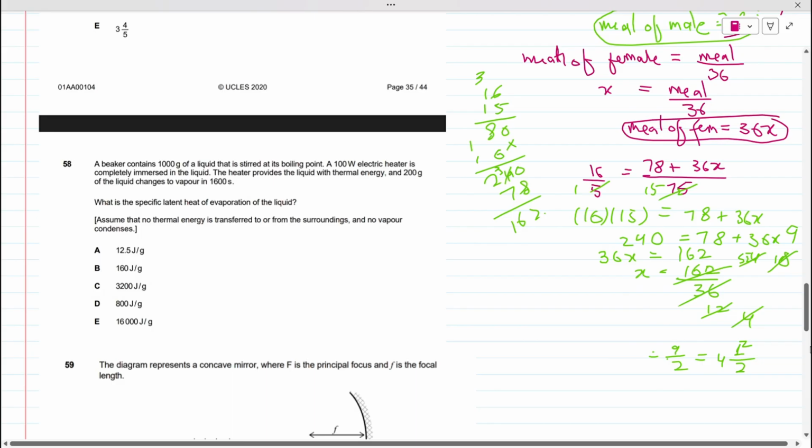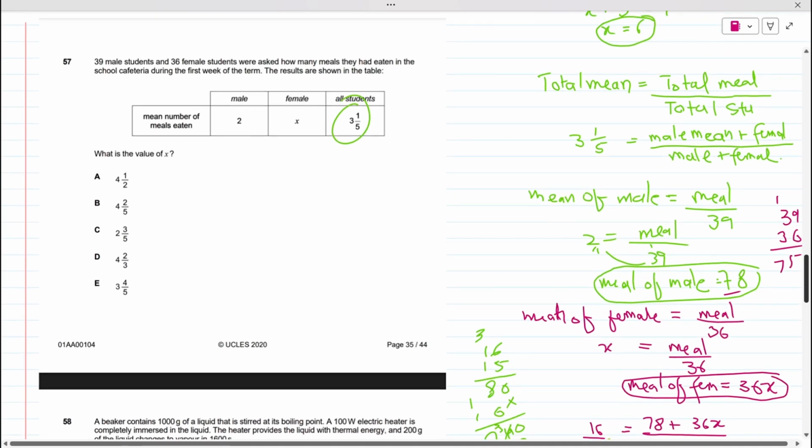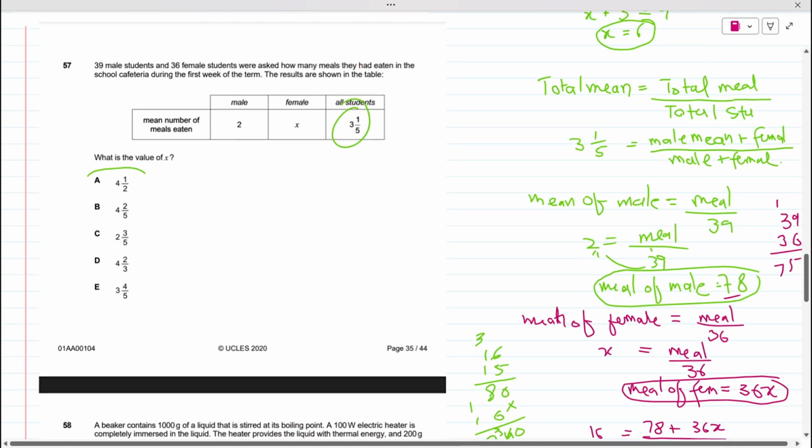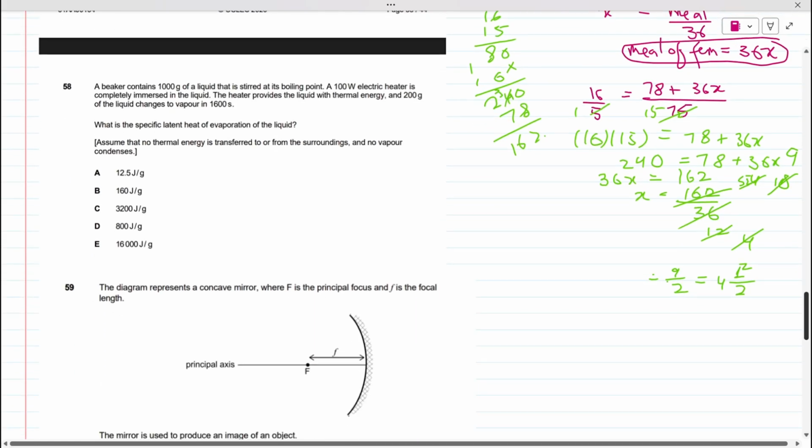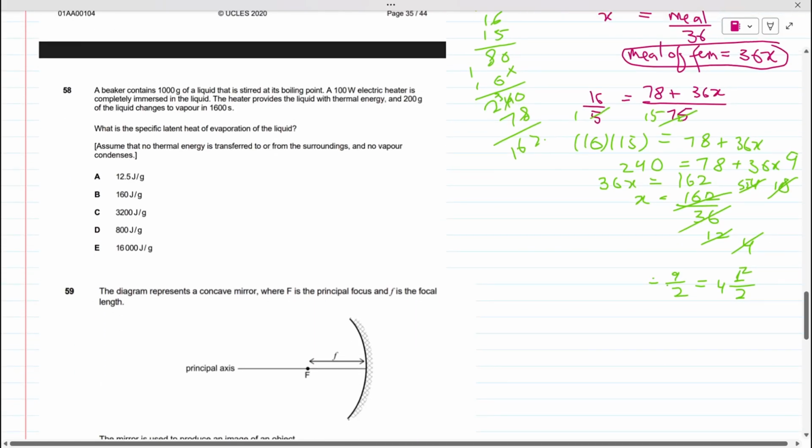So 4 whole 1 upon 2. 4 whole 1 upon 2 is our right answer, which is option A. So we are done with this question as well. Let's move towards the next question. I don't remember what question it is right now, but let's just solve.